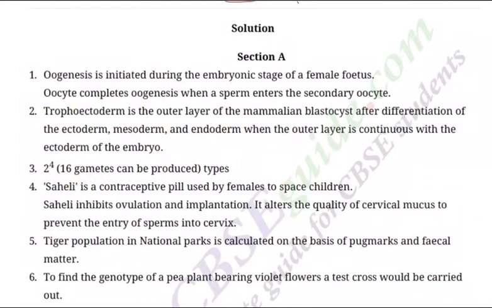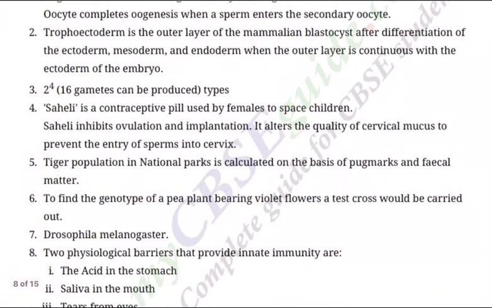Question 3. 2 to the power 4, that is 2 into 2 into 2 into 2, 16 gametes can be produced, 2 to the 4 types. Fourth, Saheli is a contraceptive pill used by females to space children. Saheli inhibits ovulation and implantation. It alters the quality of cervical mucus to prevent the entry of sperms into cervix.